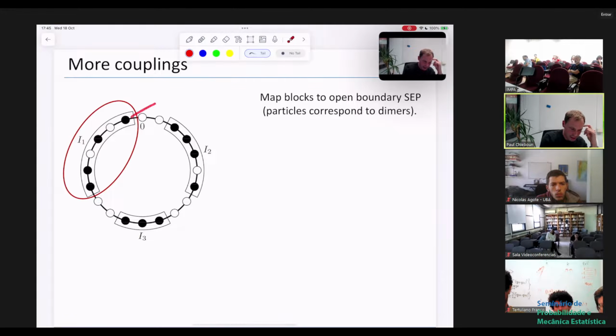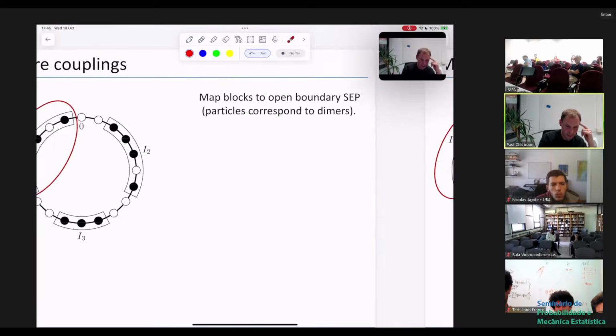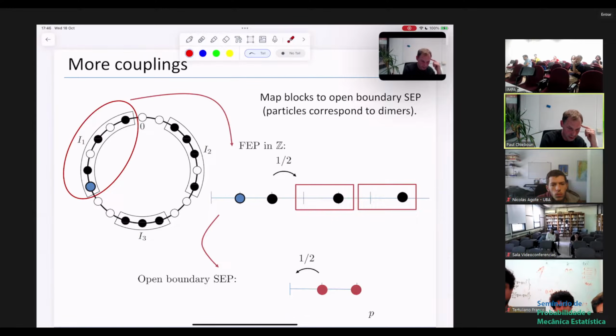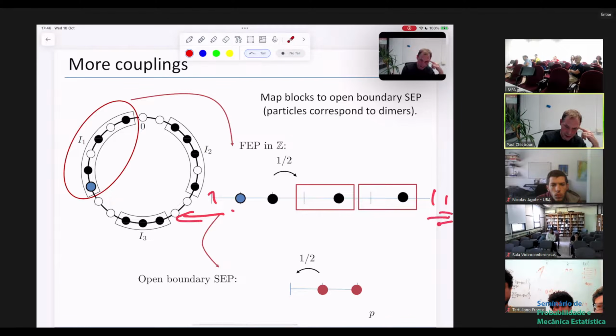I sort of unravel it and embed it in Z. So I just take this block, I unravel it and look at the corresponding facilitated exclusion process embedded in Z. So that is the leftmost particle here, the rightmost particle here is this one. And now I just stick it in Z with all the sites outside empty. Okay, so I just take this one and pretend all the sites everywhere else are empty.